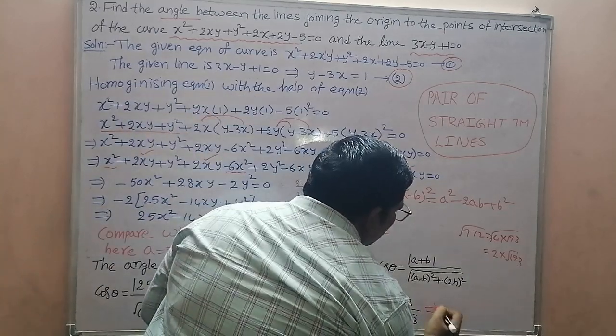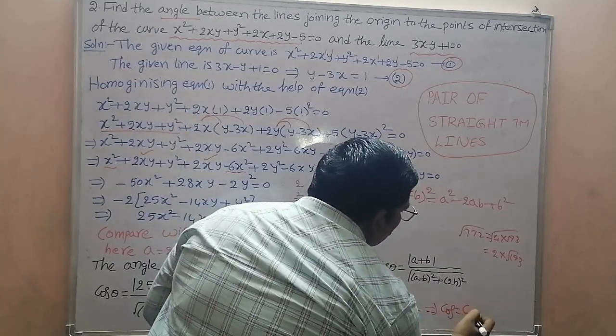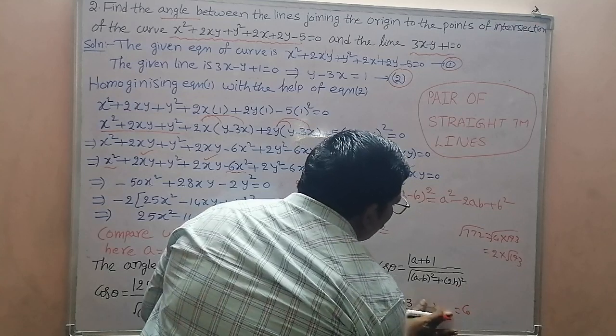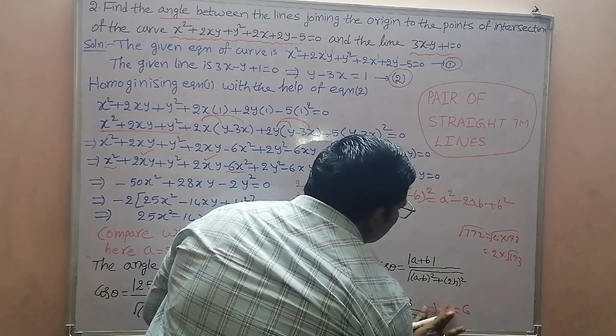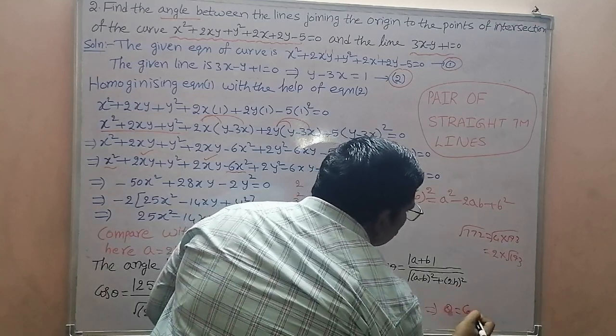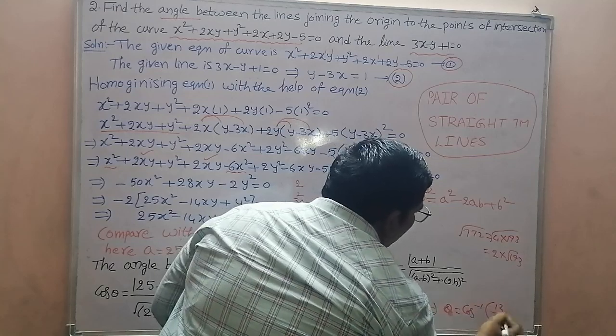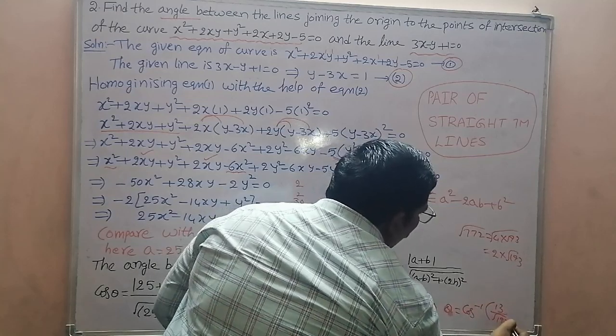Which implies theta equals cos inverse of 13 by root 193. This is the final answer.